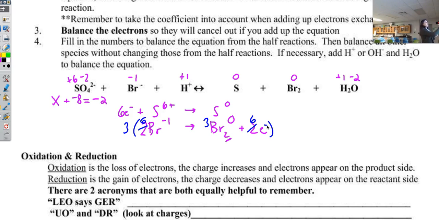So in front of the sulfur here, I have a 1. You don't have to write that down. In front of the Br, I have a 6. In front of the S on the right, I have a 1. And in front of the Br2, I have a 3.